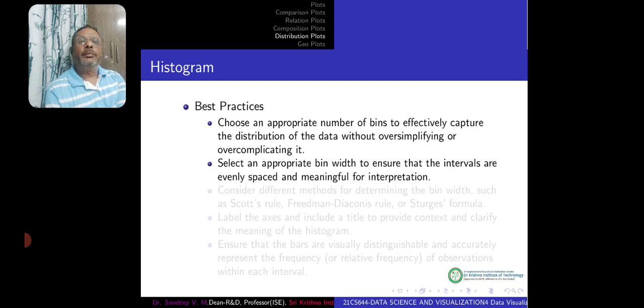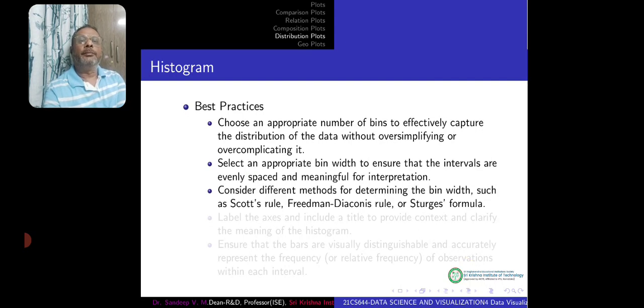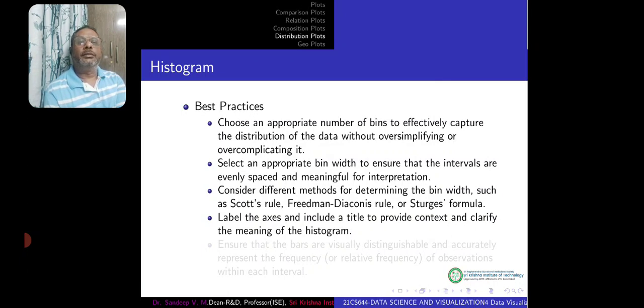We should select an appropriate bin width to ensure that the intervals are evenly spaced and will have some meaningful interpretation out of it. And we should consider different methods for determining the bin width, such as Scott's rule, Freedman-Diaconis rule, and so on. Many such rules are available for identifying the best bin width.